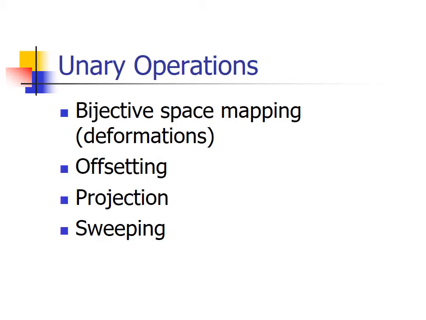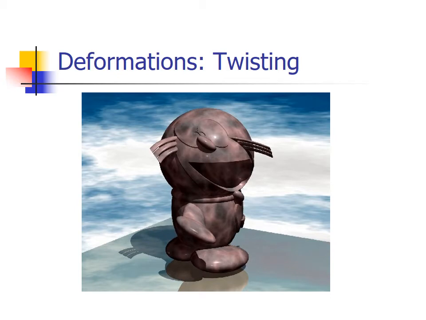Examples of unary operations are the following: bijective space mapping or deformations, offsetting, projection, and sweeping. Here is one example of the deformation, which is called twisting.